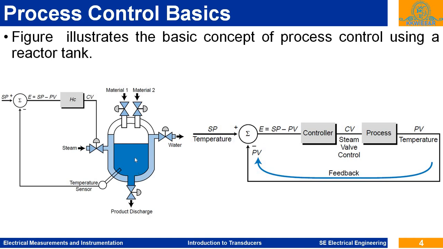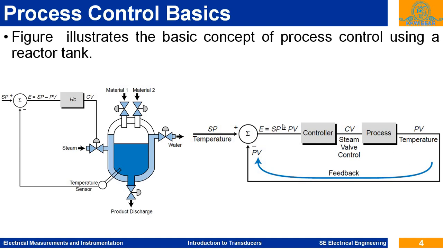So when the temperature is low, to increase the temperature of the liquid to the set point, the valve opening is increased. As the temperature increases and comes near the set point, the opening of the valve decreases. So this is the example of a process, the reactor tank, for controlling temperature.